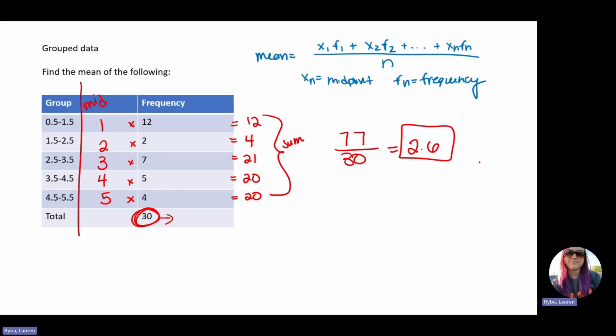One way to check to make sure you've done these correctly is that my original data is from 0.5 to 5.5, and whatever I get as my average should fall in between those, roughly in the middle. So I know I did this correctly. 2.6 is within those values, and it is going to fall kind of right in that middle group right there.